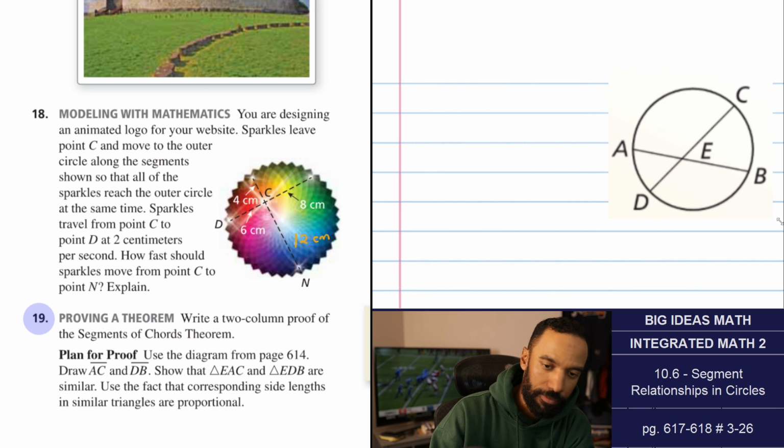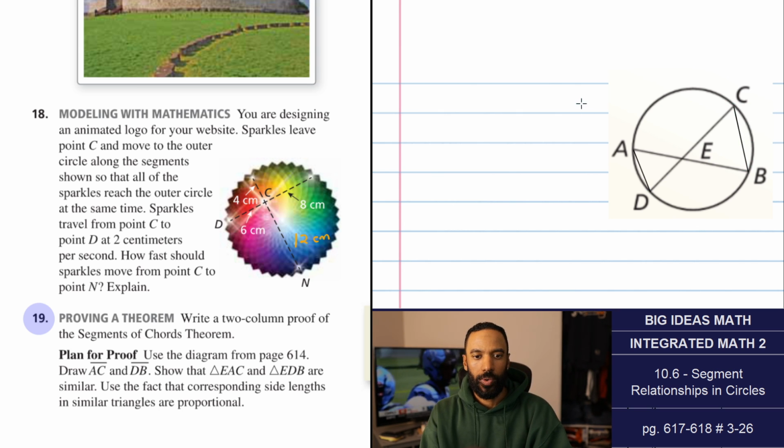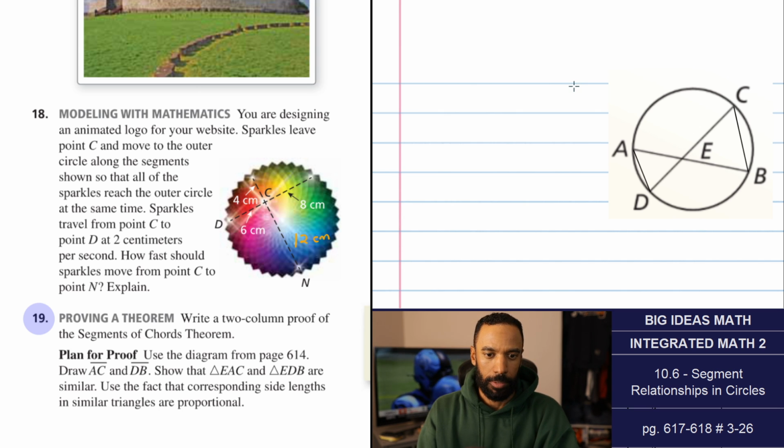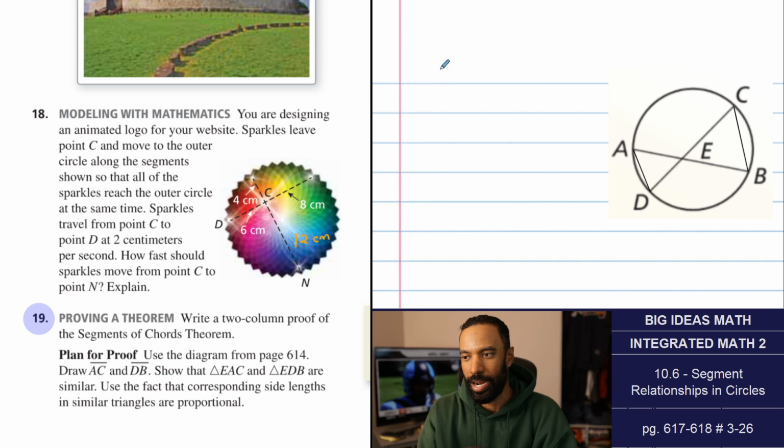This is the segments of chords, I think they said. They said draw AC and DB. I don't know if we need to say that in our proof, like draw this by construction. So we're going to draw these two. This is where your triangles come from. Show that triangle EAC and EDB are similar. Use the fact that corresponding side lengths in similar triangles are proportional. Yes, this is what it has to do with.